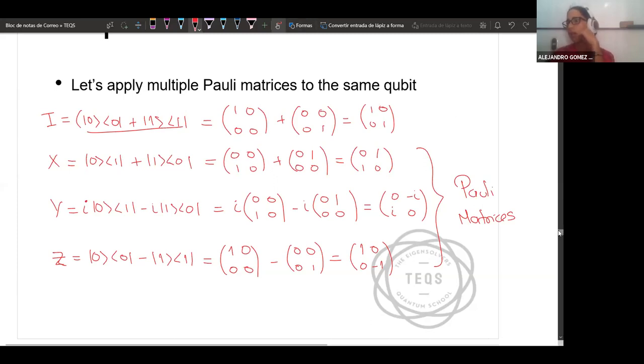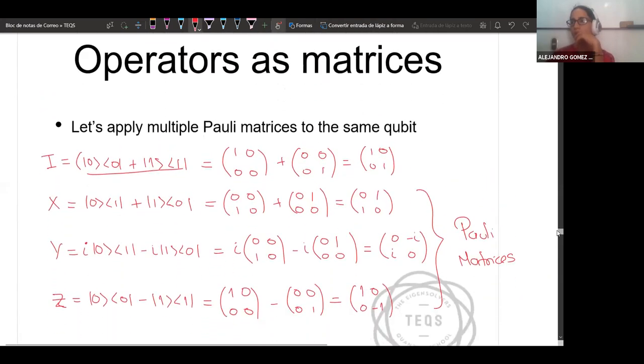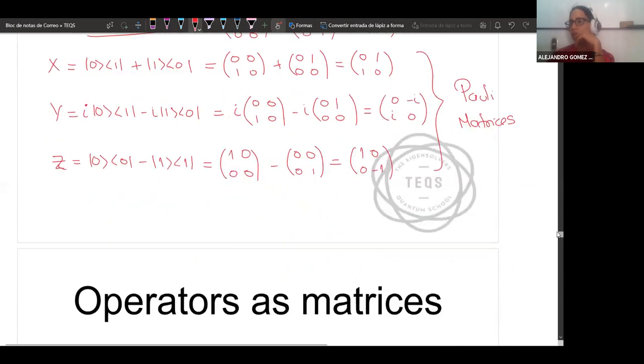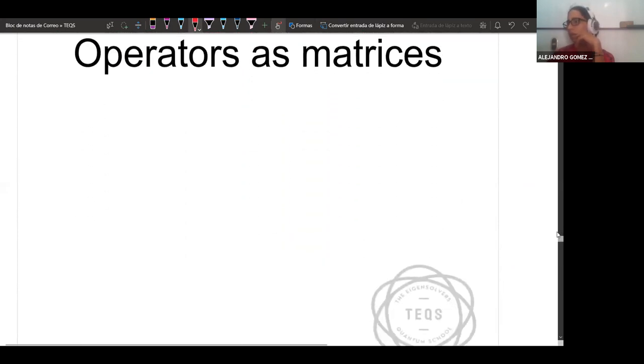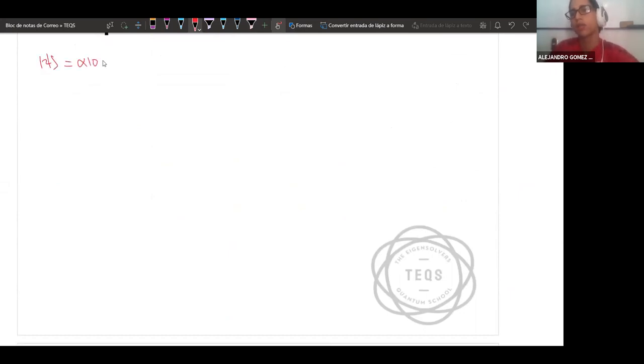And now we can make the same example as we did in the operators section. But in this case, we can do it with matrices. So we have a state of this form, alpha 0 plus beta 1.